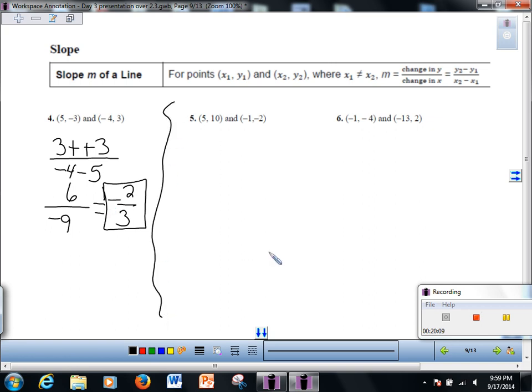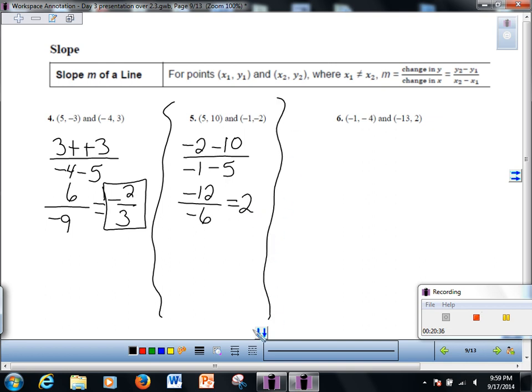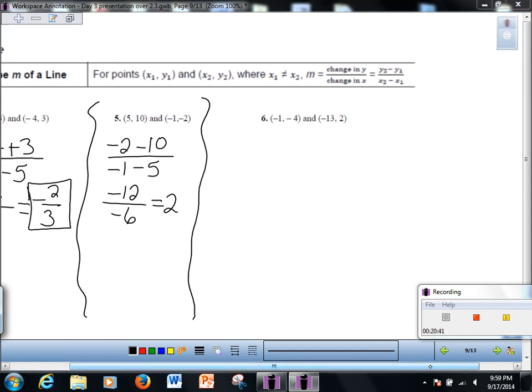Here's number 5. I'm going to go negative 2 minus 10 over negative 1 minus 5. Negative 2 minus 10 happens to be negative 12. Negative 1 minus 5 happens to be negative 6. My answer is a 2. All done. Here's number 6.